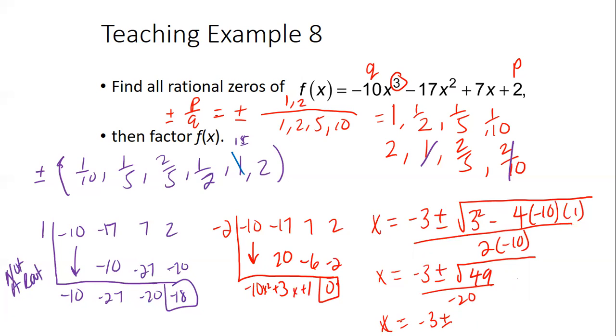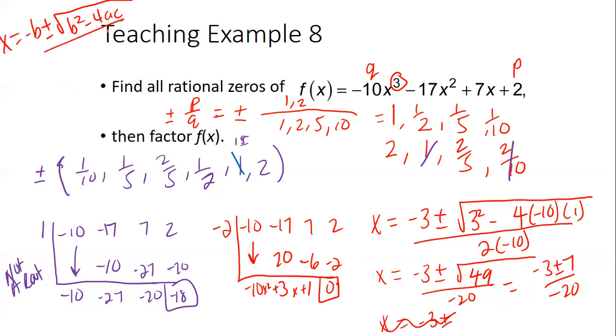I ran out of room. Let's put you right here. So that leaves us with -3 plus or minus 7 over -20. So which one of these is that? Quadratic formula? Remember quadratic formula, x equals -b plus or minus the square root of b squared minus 4ac divided by 2a.